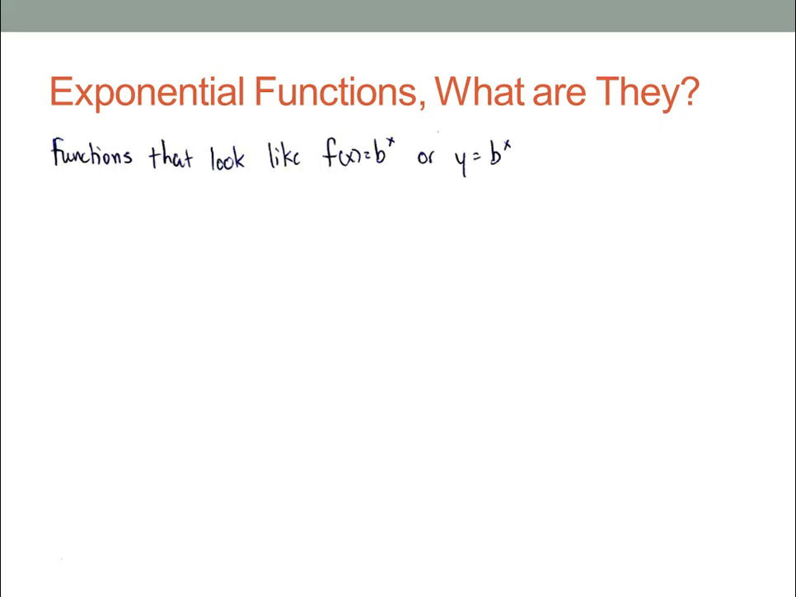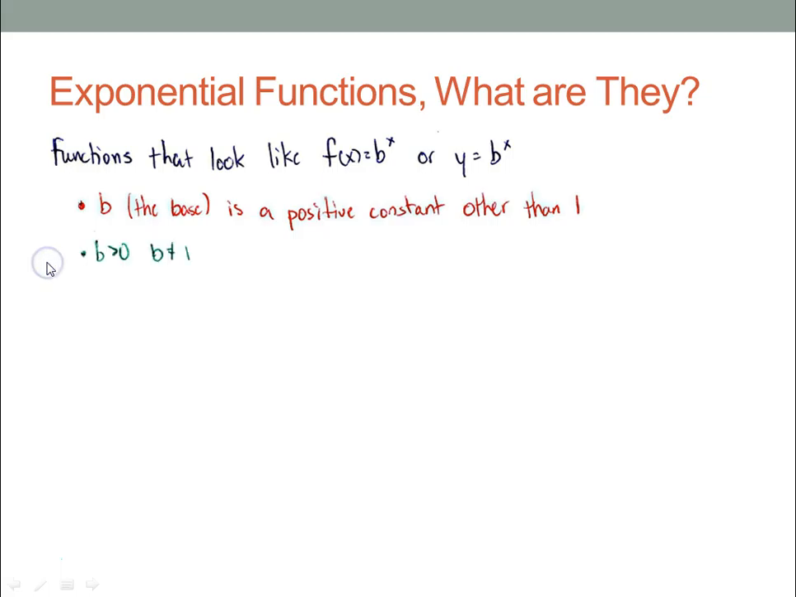So functions that look like f of x equals b to the x, or y equals b to the x power. Now, there are definitely some restrictions that we're looking at when we're looking at just these. The first is that b, or the base of the exponential function, is a positive constant other than 1. That means b has to be greater than 0 and b cannot equal 1.